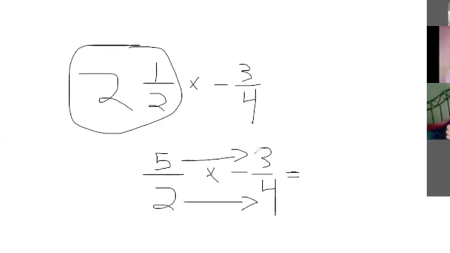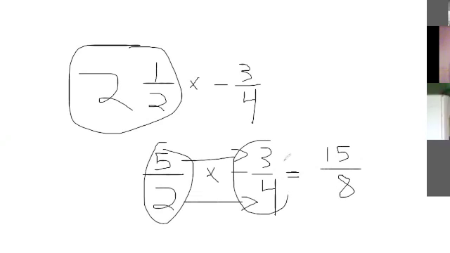So 5 times 3, 15. 2 times 4 is 8. And then because this is a positive number and this one is a negative number, they're different signs, so this answer is going to be negative. So negative 15 over 8. So this is your answer right here.